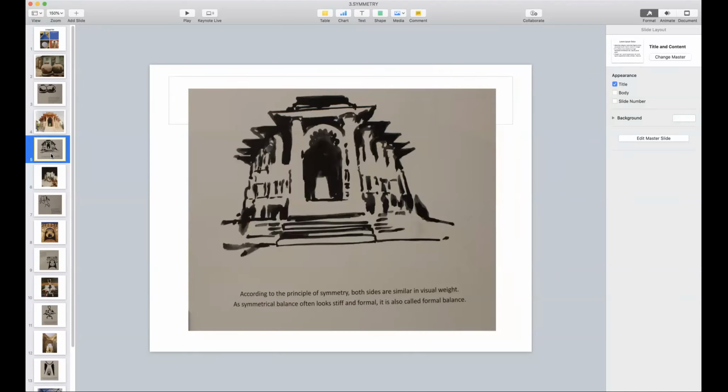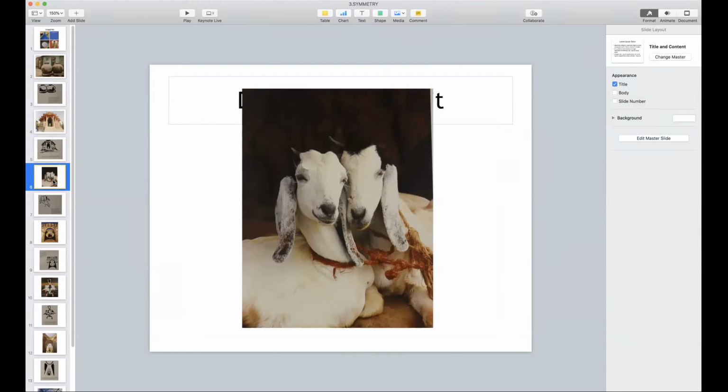So according to the principle of symmetry, both sides are similar in visual weight. As symmetrical balance often looks stiff and formal, it is also called a formal balance, जो हमने पहले discuss किया है. Now look at the position of these two goats.